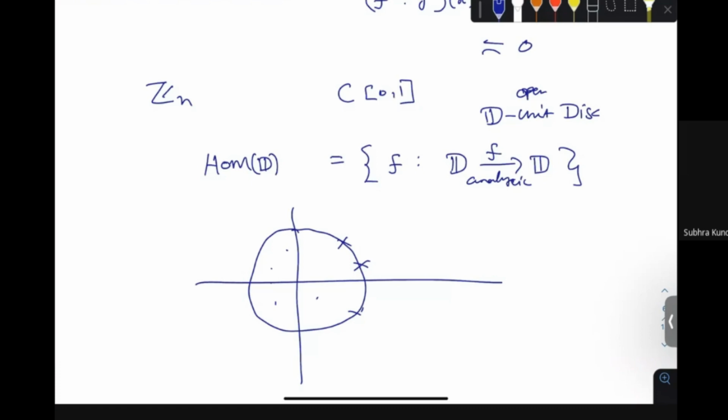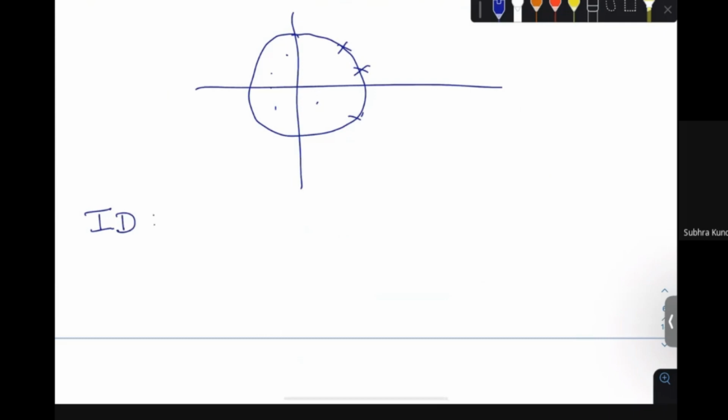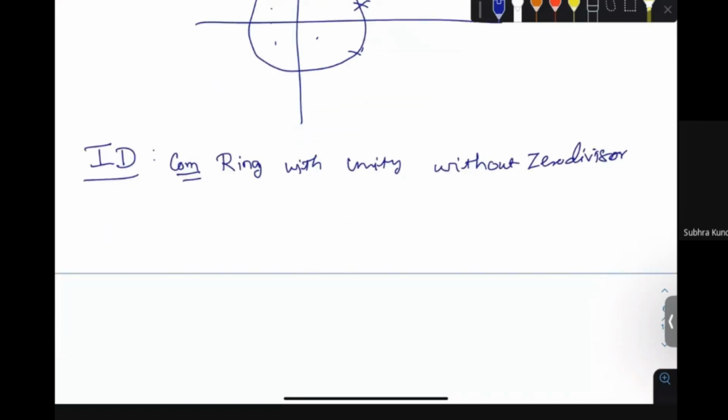Now, the same question being asked. So let's have the beautiful definition of an integral domain. Integral domain, let me write ID, means a commutative ring with unity without zero divisor. A commutative ring with unity without zero divisor is called an integral domain. Example: Zp. Zp is a commutative ring with unity without zero divisor.